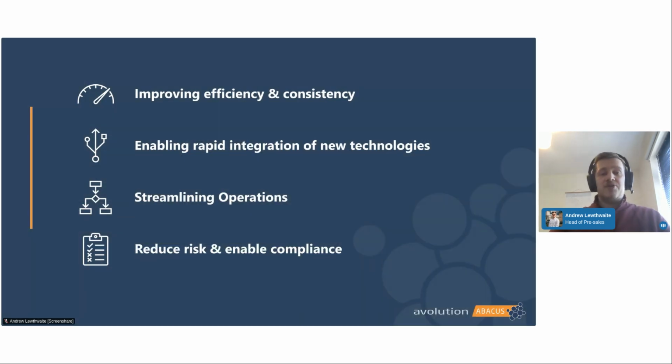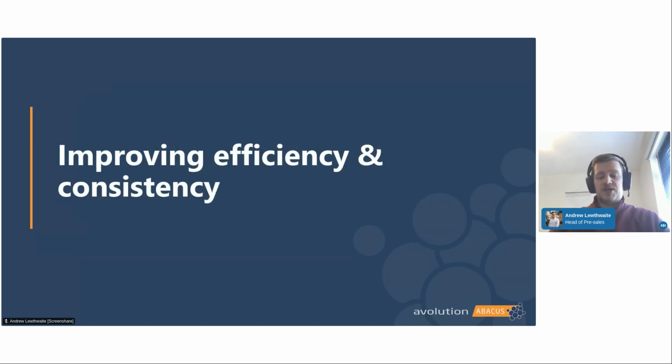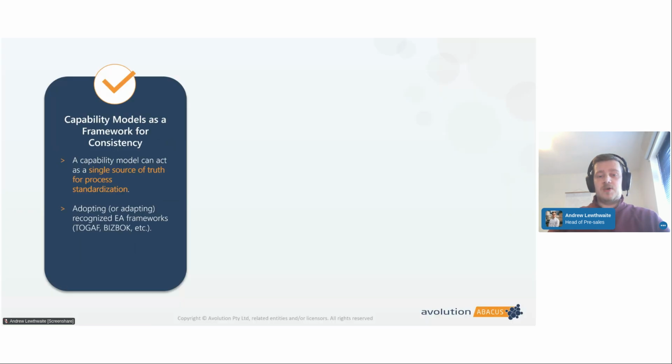So there are four main areas that I really want to cover in terms of the values and the benefits that standardizing on business capabilities bring to an organization. And this first one is around improving efficiency and consistency. So when we think of these standardized capability models, specifically, I guess, from a tool perspective as well, we're trying to build this single source of truth where everyone has the same definition of the capabilities. And that ideally then is aligned to some kind of EA framework potentially.